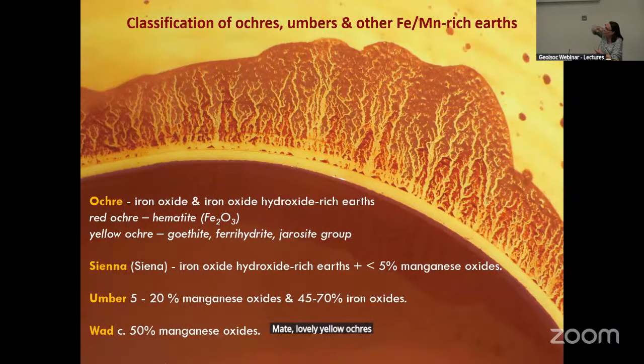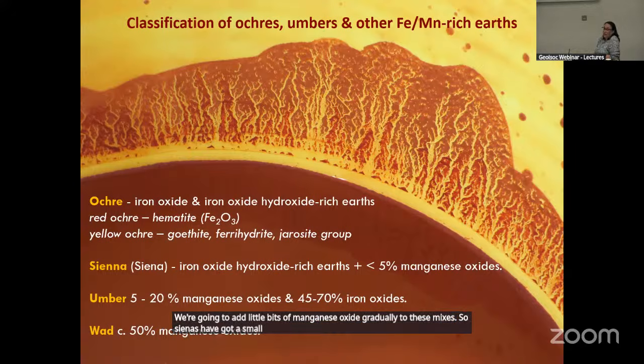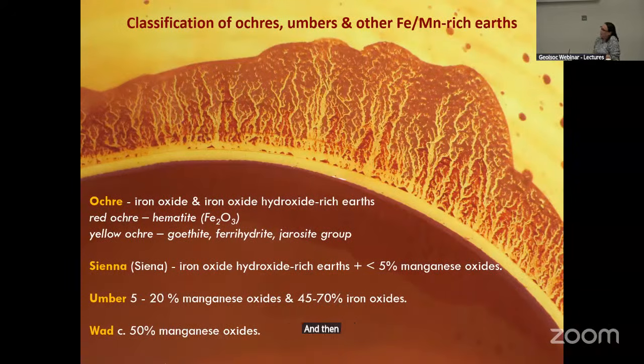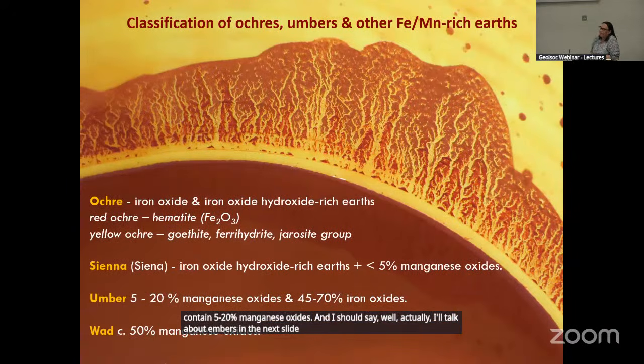And then siennas, we're going to add little bits of manganese oxide gradually to these mixes. So siennas have got a small percentage of manganese oxides in, and they're more typically browner coloured material. And then umbers, which are my favourite of the earth pigments, definitely contain 5 to 20% manganese oxides. I'll talk about umbers in the next slide.